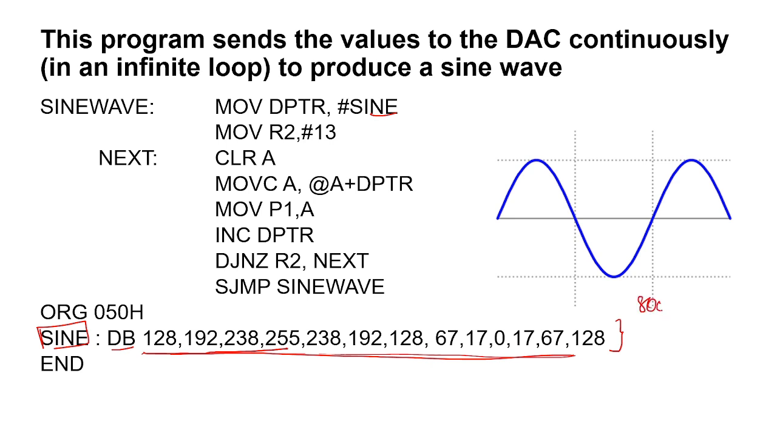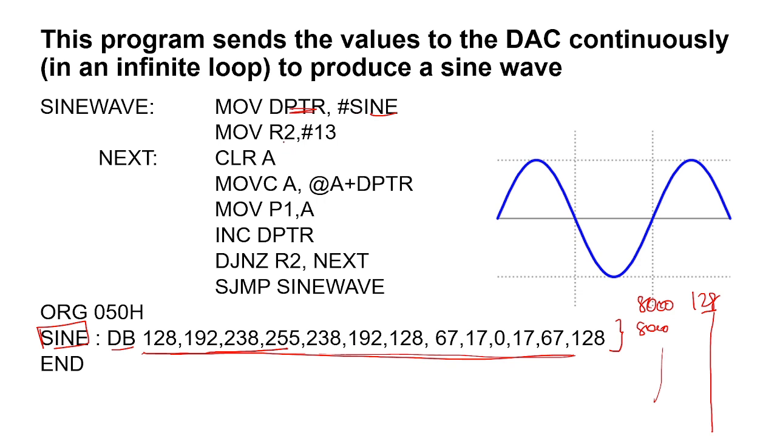Please remember, the DPTR will hold the starting address of the sine wave memory table. So let me say 8000. In 8000, 128 is stored. Similarly you have 13 addresses. The DPTR will hold the address of this first value, and the first value is fetched from the table with this address. That is very important to remember while writing this program.